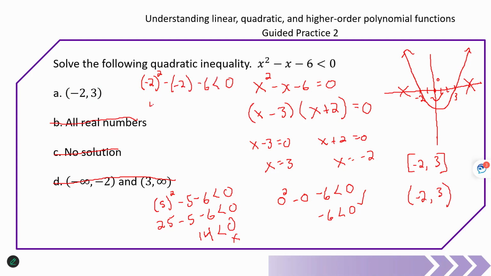So we get 4 plus 2 minus 6 is less than 0. So we get 0 is less than 0. That's not a true statement. So -2 is not a solution, which means it should have parentheses and not a bracket. So understanding some of the basic shapes of the functions will really help with figuring out the solutions.